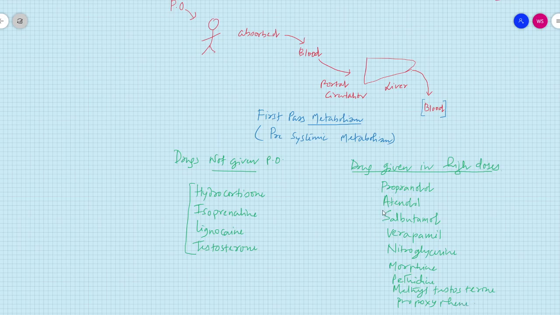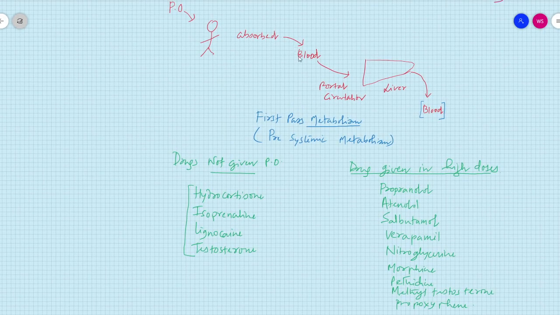So these drugs, why are they given in high doses? To account for the metabolism. It is expected that the drugs would undergo pre-systemic metabolism, and after that, whatever reaches the blood will be in the correct concentration. Okay.